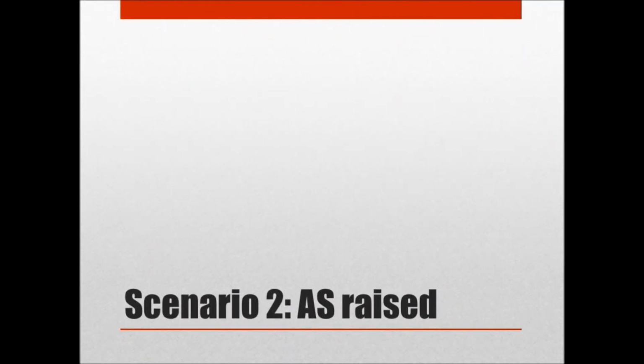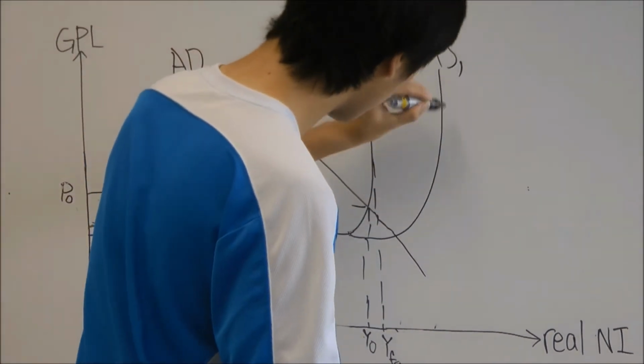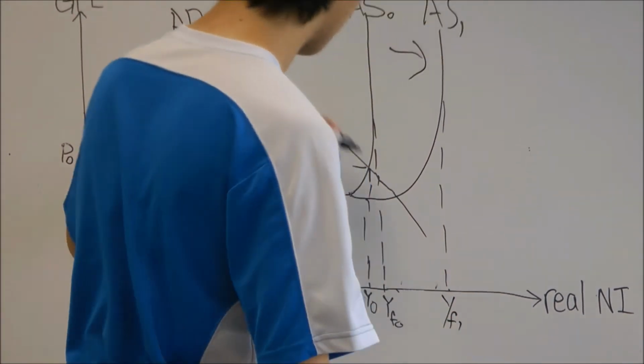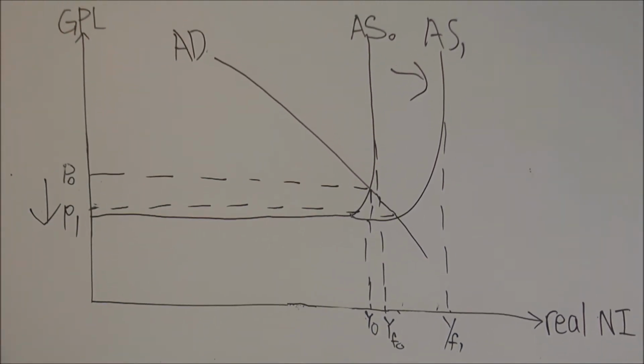The LRAS curve is increased due to an increase in productive capacity. An increase in productive capacity should be due to new resources found, advancements in technology, or employment of more workers. This will thus cause the GPL to be lowered.